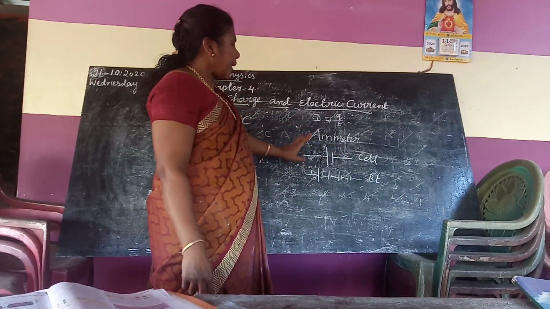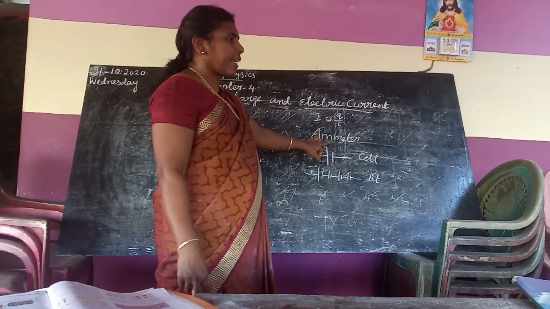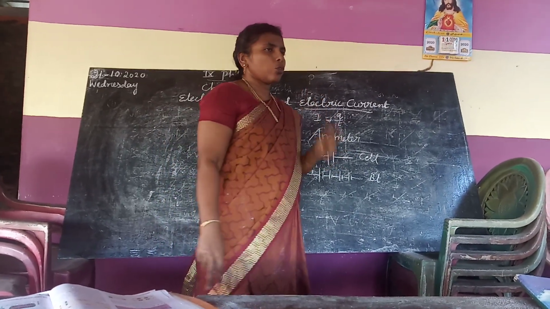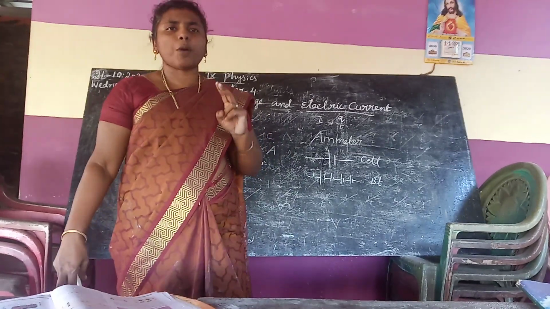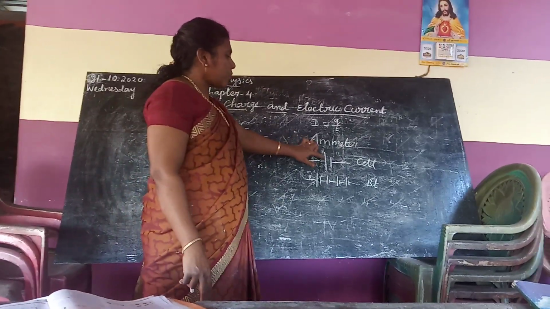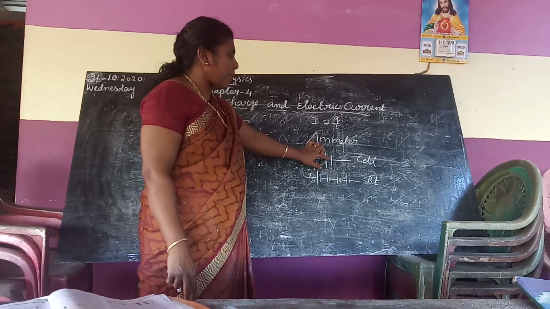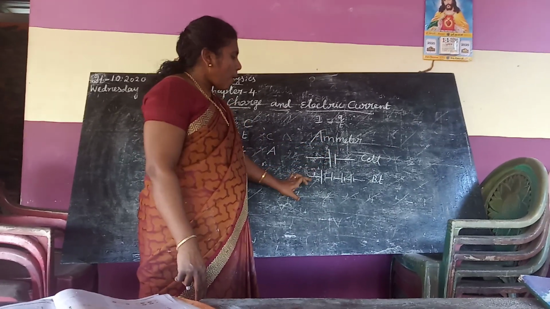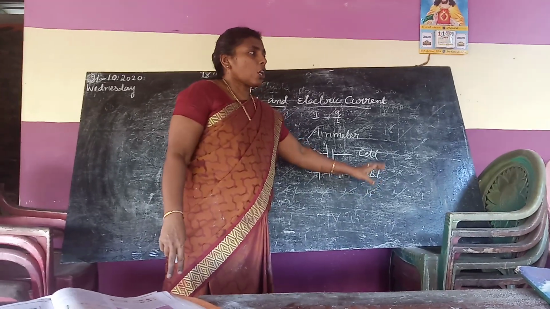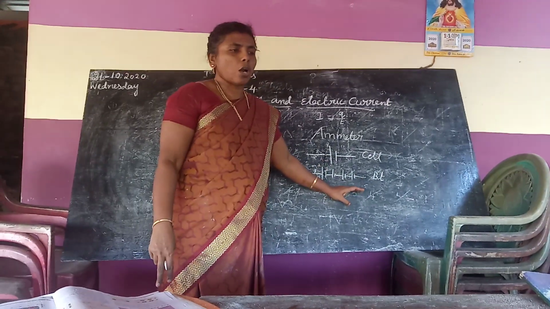How will we measure the electric current? By using an ammeter. A cell has two terminals, a positive terminal and a negative terminal. The positive terminal is shown as a long line and the negative terminal as a small line. The combination of cells is called a battery.